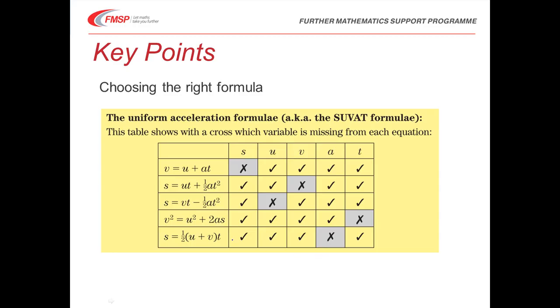The next thing to say is be very careful to choose the right formula. You can see from this table that each formula contains 4 of the variables, so sometimes it's easiest to choose which formula to use by considering which variable isn't required. And as a rule of thumb, only find the variable they're asking you for in the question. Don't find something else first, because that'll make for a 2-stage process, and that doubles your chance of making an error.